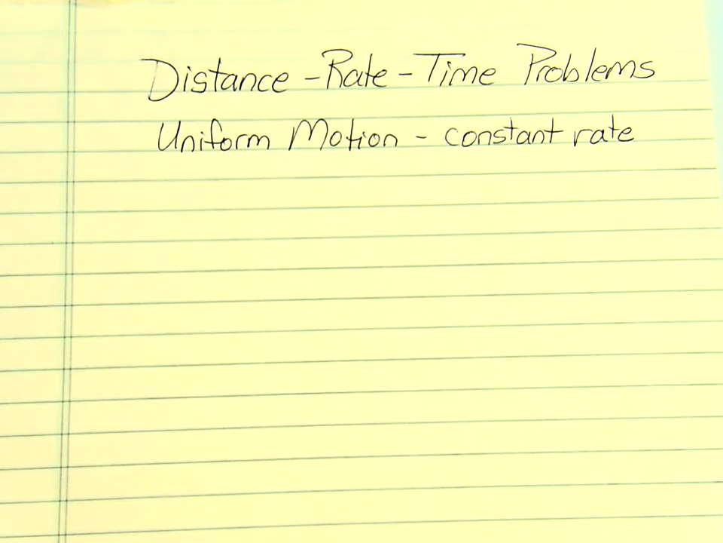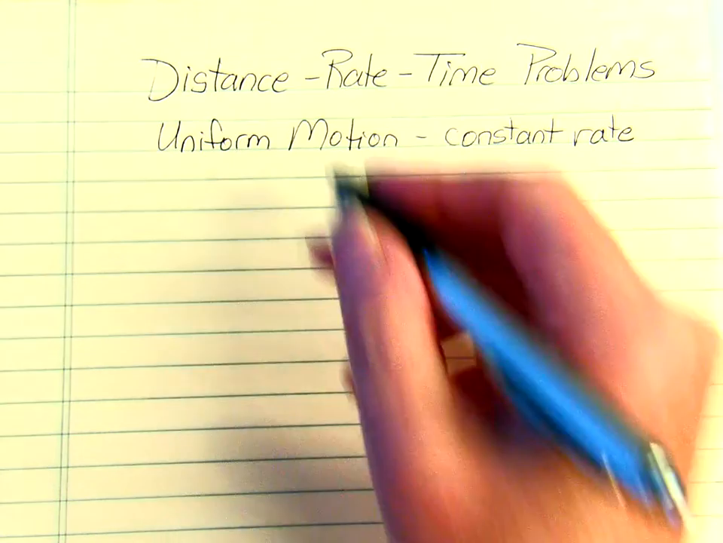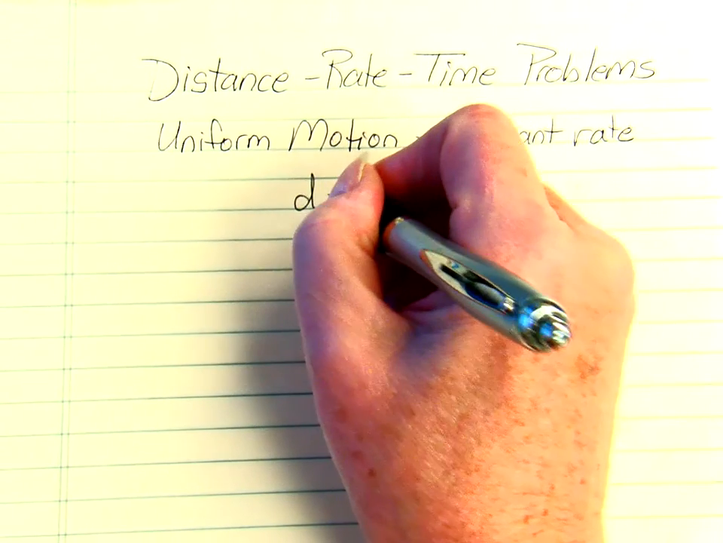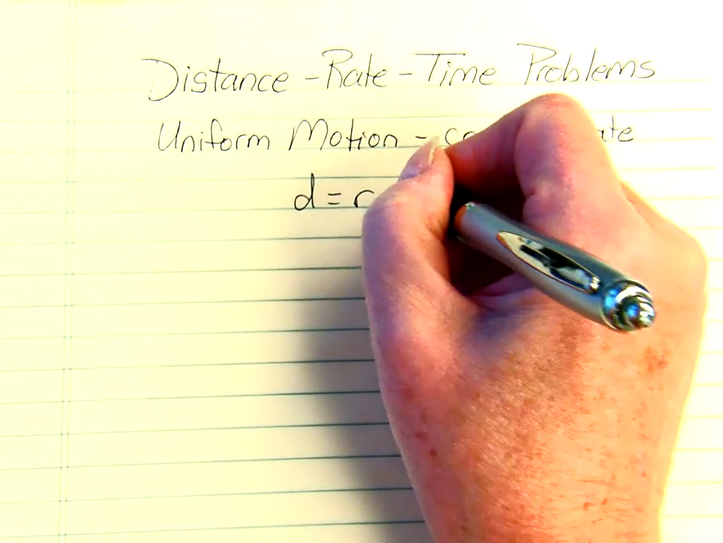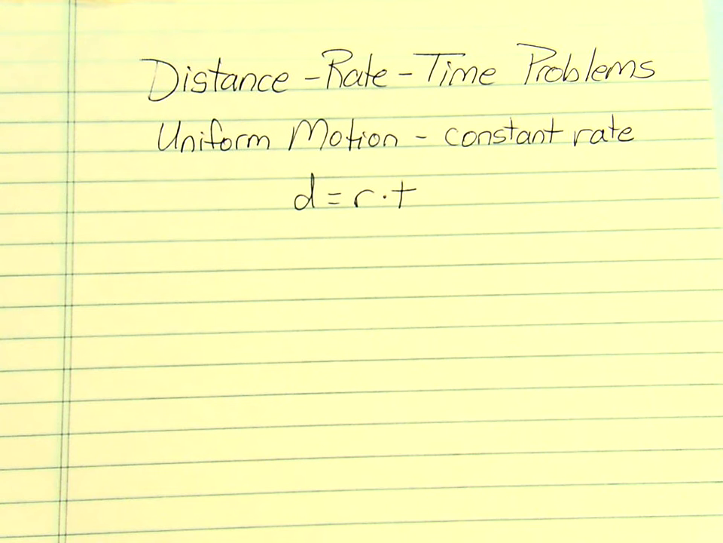As you go further in algebra and other classes, you will find that the rate is not always uniform, but we're only going to work with it in that context. So the important formula that we will work with is that distance is equal to rate times the time, okay?